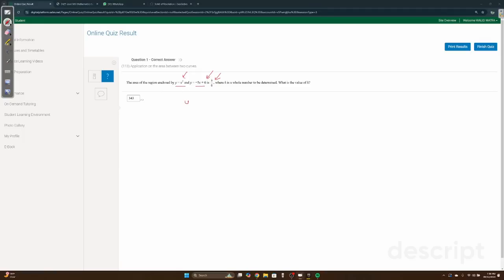The first thing you want to do is find your bounds. To find your bounds, you equate them. So x squared equals minus 5x plus 6. And this is very, very easy to solve. So you move everything to one side. Okay, this came actually in the CA. You can use quadratic formulas.